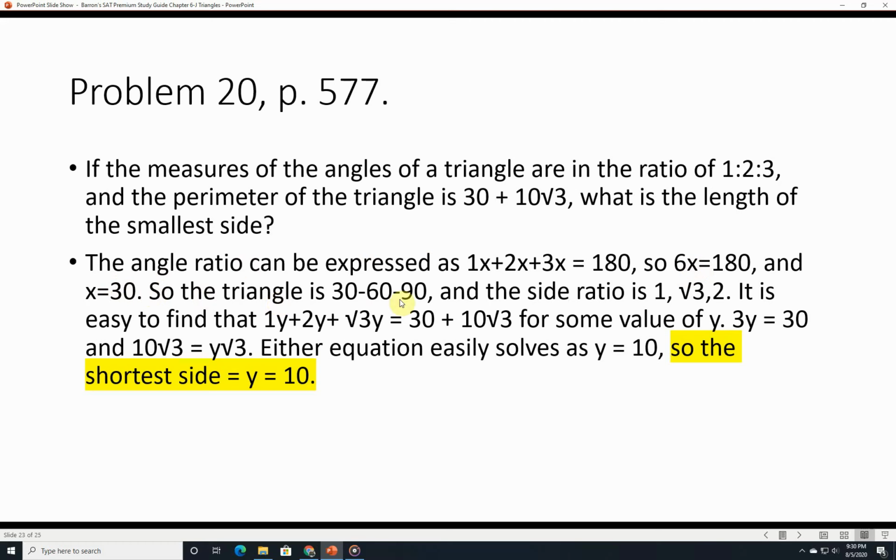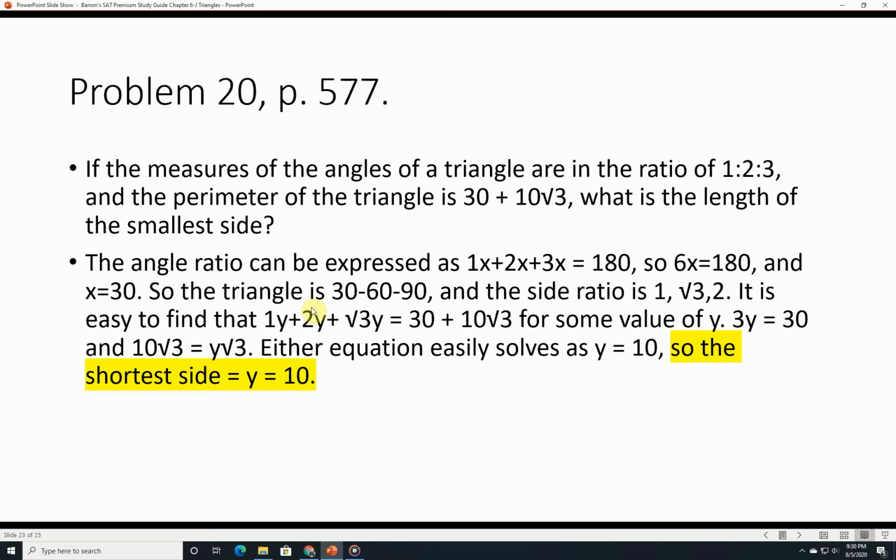So the triangle is 30, 60, 90, and the side ratio is 1, root 3, 2, just like any other 30, 60, 90 triangle. The side opposite the 30 degree angle is 1, the side opposite the 60 degree angle is root 3, and the side opposite 90 is 2. It's easy to find that 1y plus 2y plus root 3y equals 30 plus 10 root 3 for some value of y.